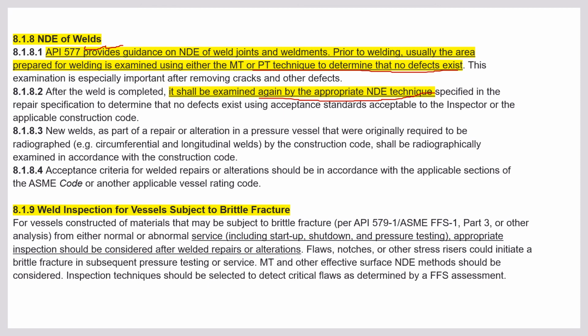Weld inspection of vessels subject to brittle fracture. Brittle fracture usually happens during startup, shutdown and pressure testings. If the PWHT was not done properly, then the hardness will increase, and if the hardness increases, a sudden impact can cause a brittle fracture. So for that reason we have to check API 579 FFS, fitness for service, to find out the requirement. This is not so important for the question.